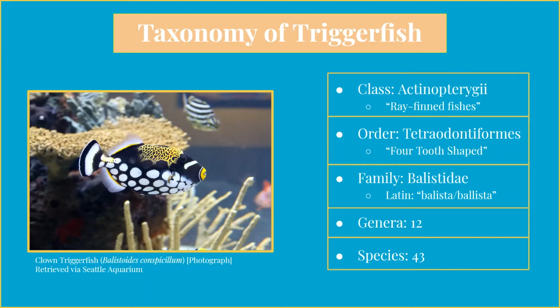As for genuses, there are 12 known within the family, and there are roughly 43 known species of triggerfish.